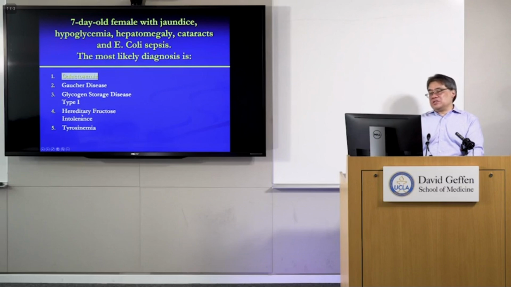Fructose intolerance, similar: hypoglycemia, hepatomegaly, but it doesn't give you these things. And tyrosinemia gives you liver disease like these patients have, but won't necessarily give you the cataracts and the hypoglycemia. While it's mild, it's nothing like what you'd see with galactosemia. So this is the answer.